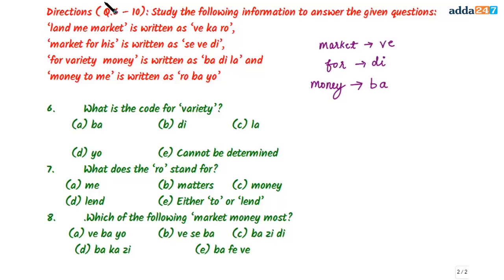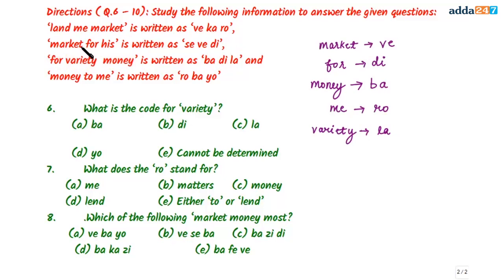If you look at the first sentence, the sentence is land me market, and the last one is money to me. And in the first and the last the common is me, and if you look at the codes the common here is RO. So that would mean that me stands for RO. If we look at the third sentence, that is for variety money. So for here we know stands for DI. And money stands for BA. Only left is variety. Variety stands for LA. So here we can write variety stands for LA.